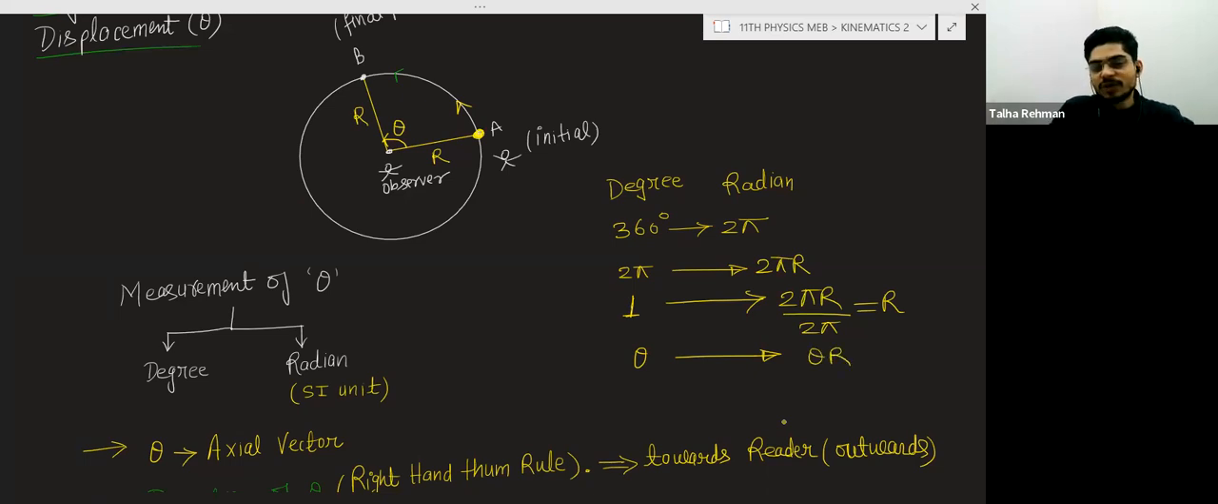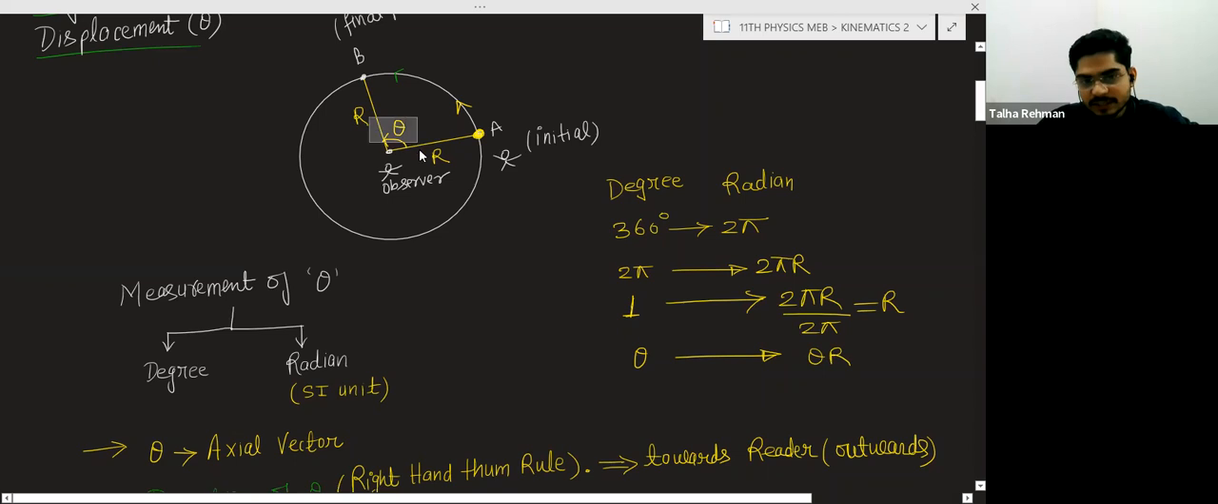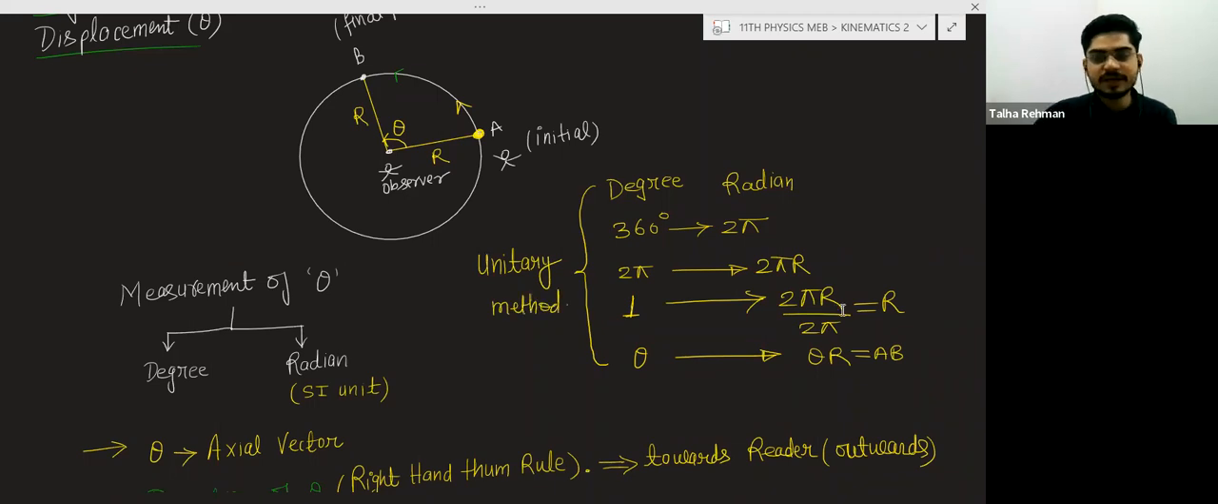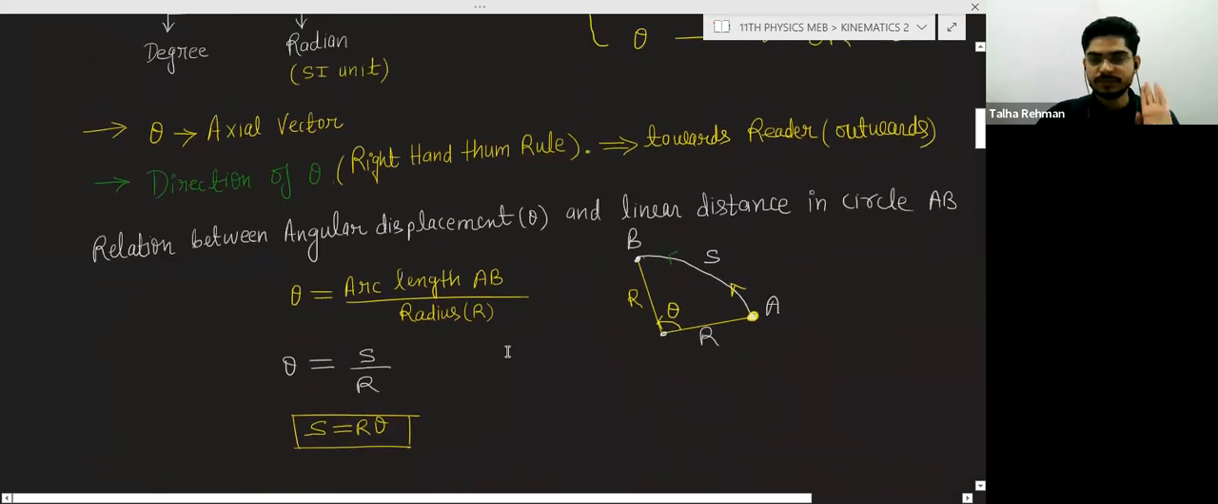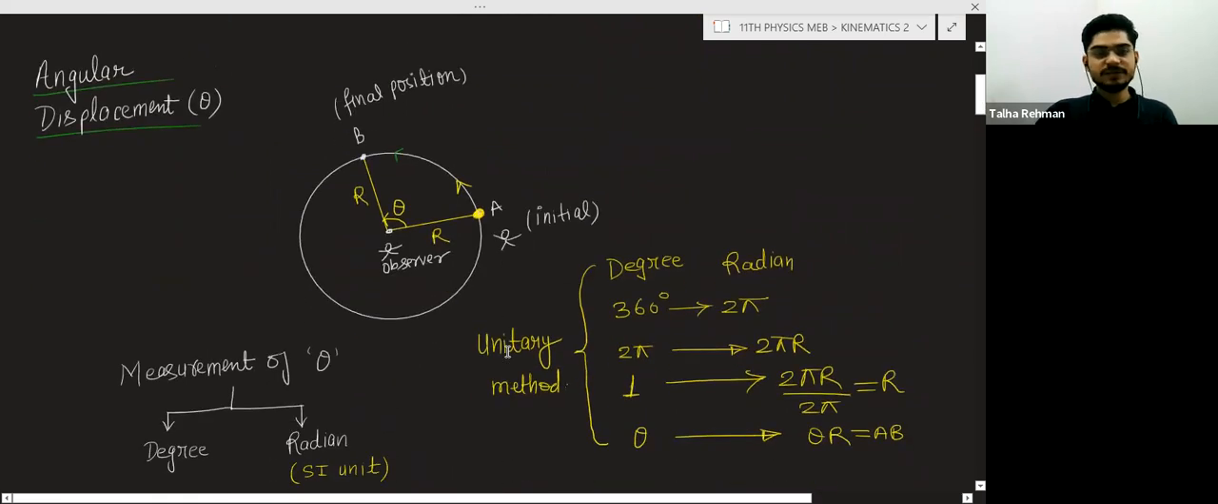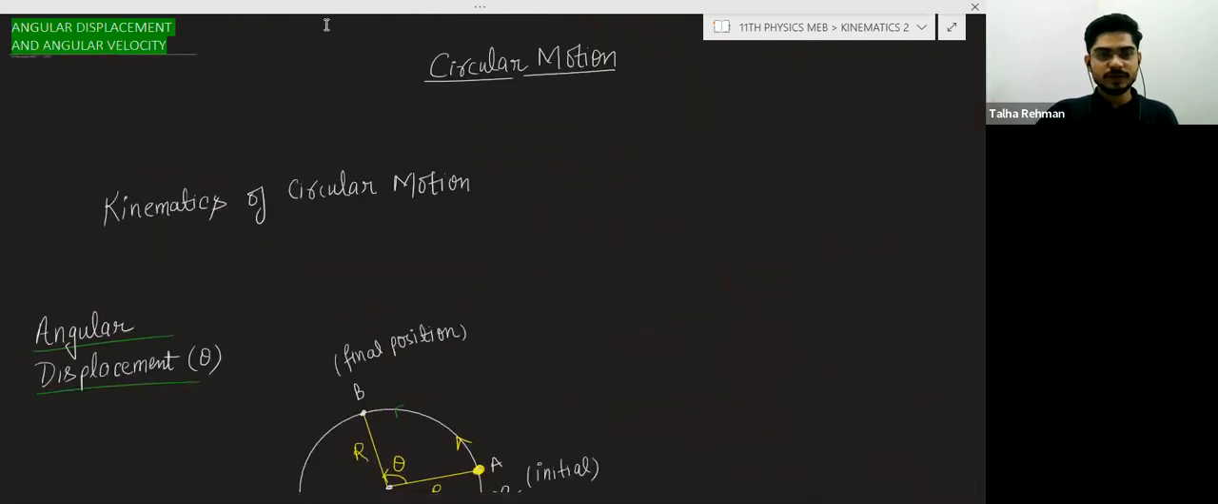So now we got it, this AB. This is the theta and this is the distance AB. This is from the unitary method. Otherwise, simply write theta is equal to arc upon radius, and finish it. Okay, note down this.